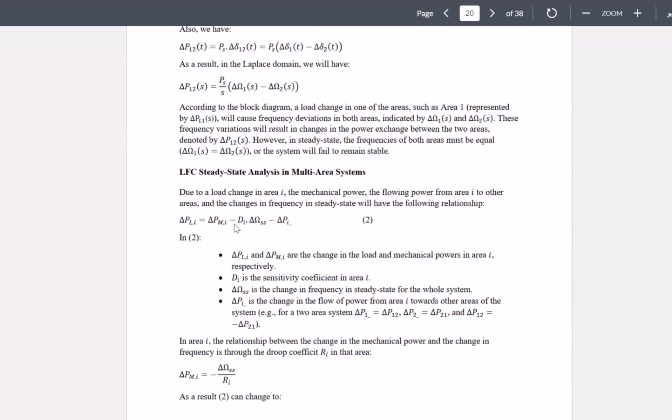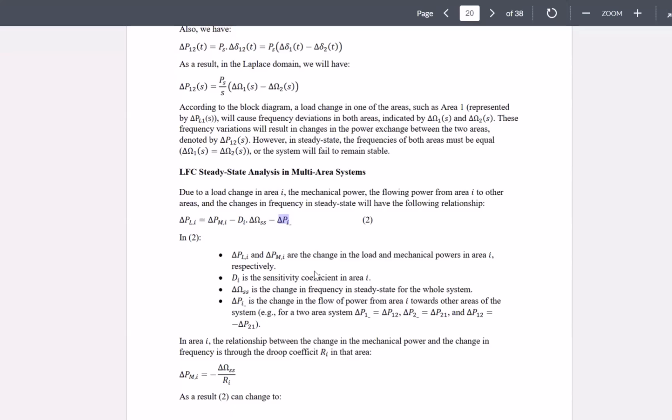Now these i's that you see in here are representing each area in the system. So if you have a multi-area system in general, you could have a delta PL, a change in the load in that area. You could have the change of mechanical power in that area. You could have a certain sensitivity of load over frequency in that area. And this delta P_i underline is showing the change of transfer of power from that area with other areas of the system.